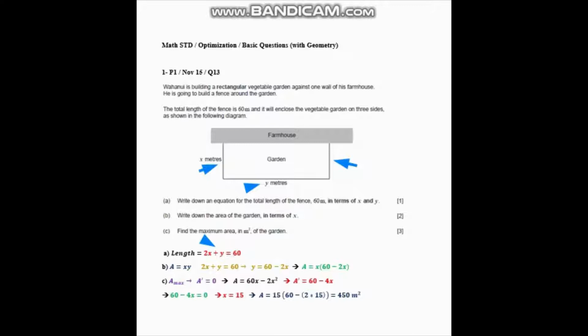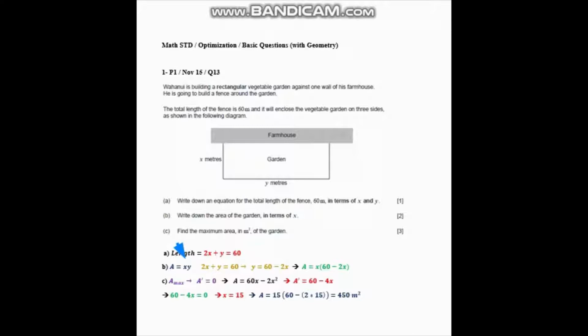In question B, you are told write down the area of the garden in terms of x. So the garden is a rectangle and the area of a rectangle is length times width, which in this case is x times y. So A equals xy. We want to write it in terms of x, so I shall need to eliminate the y right there. And in order to do so, I shall resort to the equation found in A, and I shall isolate the y, and then I shall substitute the expression for y into the original function.